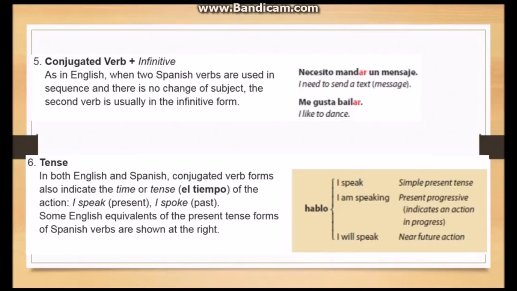Me gusta bailar. Gustar we talked about in the first chapter. It's a conjugated verb. You can't conjugate two verbs back to back with the same subject. So we keep bailar in the infinitive. An infinitive verb doesn't have a subject.